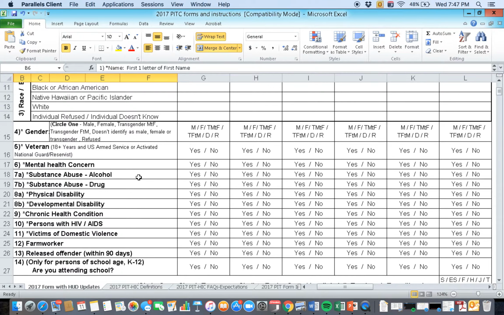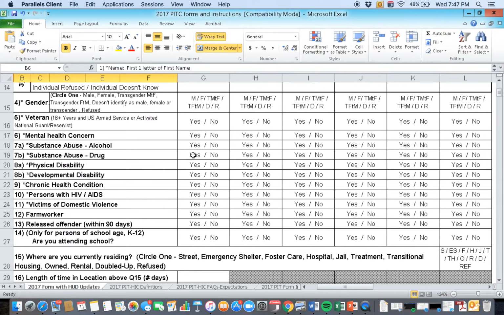In 5, we have veteran. And then questions 6 through 13 give more information on the person specifically. So question 6, do they have a mental health concern? Yes or no. Question 7, do they have a substance abuse concern with alcohol, drug abuse, physical disability, developmental disability, chronic health condition, etc. This is important to get more information on the people we are serving.